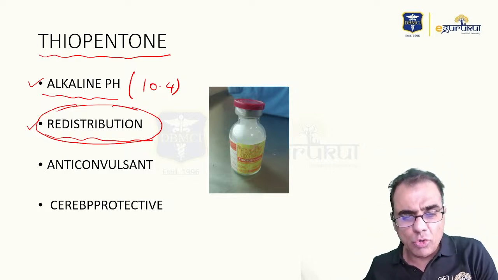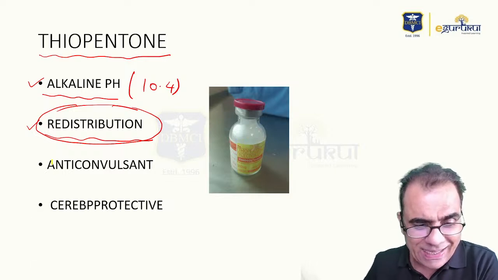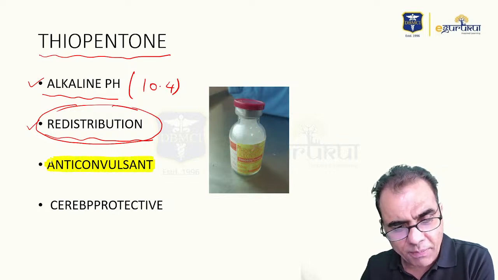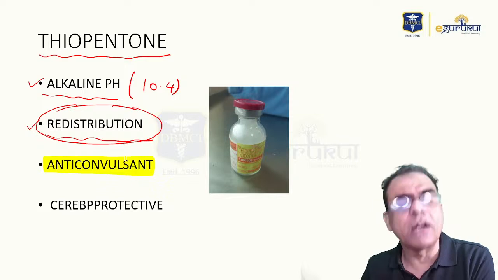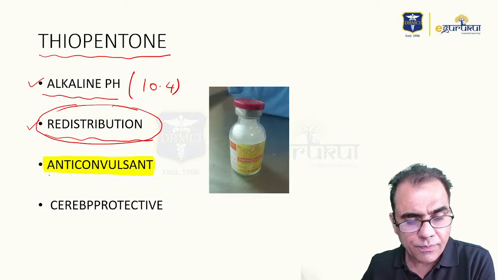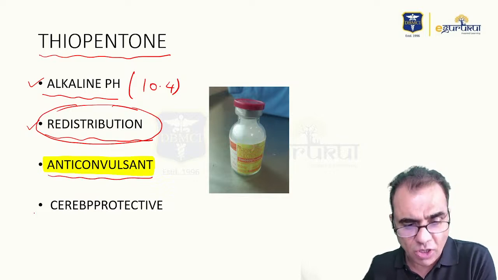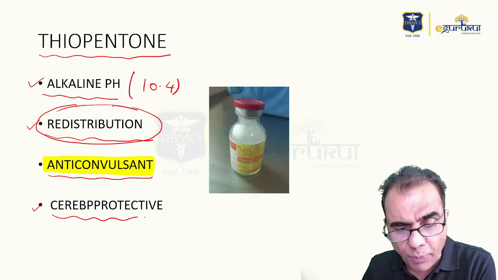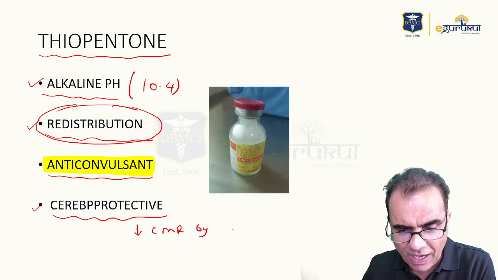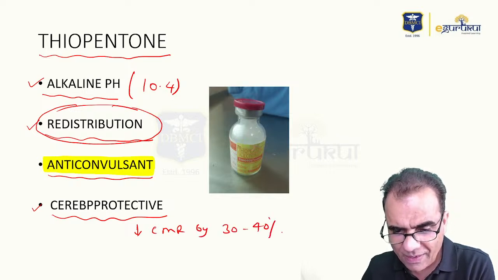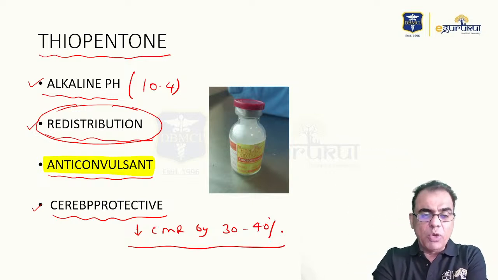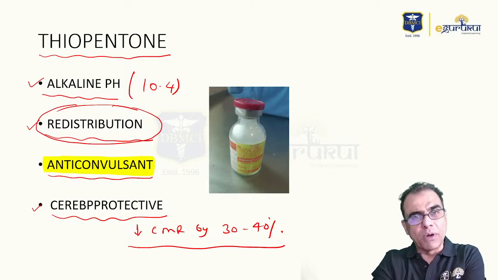Then thiopentone is the anticonvulsant of last resort. Epilepsy not responding to any drug is finally controlled with thiopentone. Then it can be used for protecting the brain because it decreases cerebral metabolic rate by around 30 to 40%. So it can be used for cerebral protection.